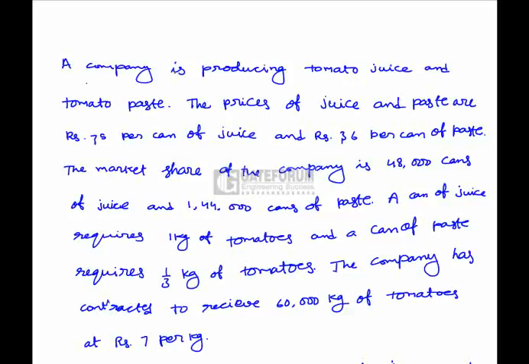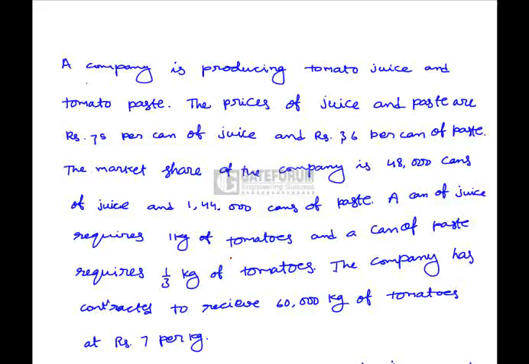A company is producing tomato juice and tomato paste. The prices of juice and paste are 75 rupees per can of juice and 36 rupees per can of paste. The market share of the company is 48,000 cans of juice and 1,44,000 cans of paste. A can of juice requires 1 kg of tomatoes and a can of paste requires 1/3 kg of tomatoes. The company has contracted to receive 60,000 kg of tomatoes at 7 rupees per kg.